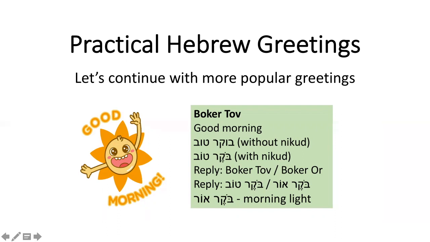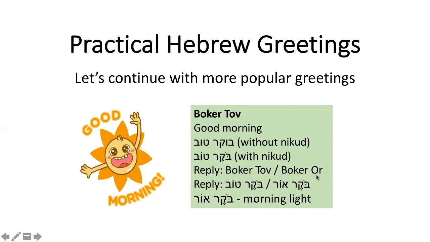Good morning, boker tov. Without the nikud and with the nikud. So this is an example that when you do use the nikud, here you don't have to use the vav. This is the difference. You see, this is the vav that helps you make the sound bo, for boker, boker tov, bo, B-O, boker. So boker tov, and the reply would be boker tov.